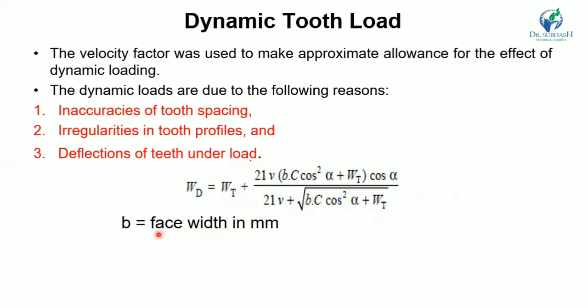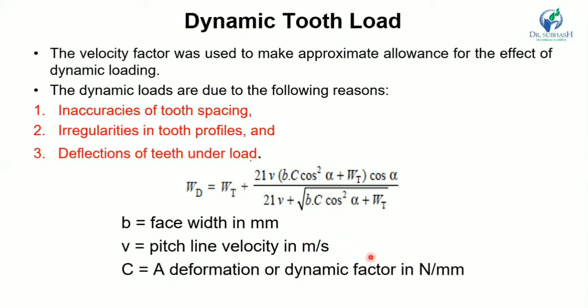Here B is the face width in millimeter, V is the pitch line velocity in meter per second. You have to remember that always the value of V is taken in meter per second. C is the deformation or the dynamic factor in Newton per millimeter, as discussed in the design of the spur gear. Okay. So you have to find the value of C from the design data book, right?